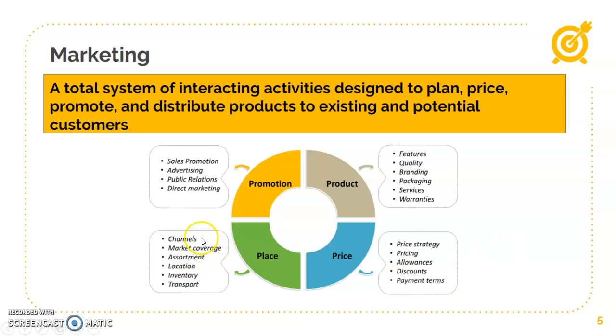Place, channels, market coverage, again location, inventory, and transport. These are the things you need to think about. And again, how are you going to promote your product? So sales promotion, advertising, public relations, and direct marketing.